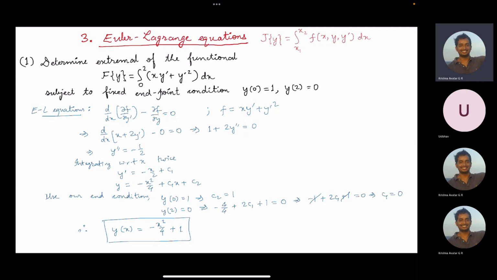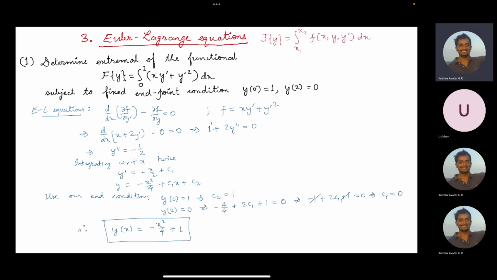Okay, so f is equal to x y prime plus y prime squared. This follows from comparing our functional with the standard functional, which we are going to consider for the next bunch of problems. Now, we have del f by del y prime given by x plus 2y prime, and then taking d by dx of it. Also, del f by del y is equal to 0, since our integrand doesn't have any term containing y.